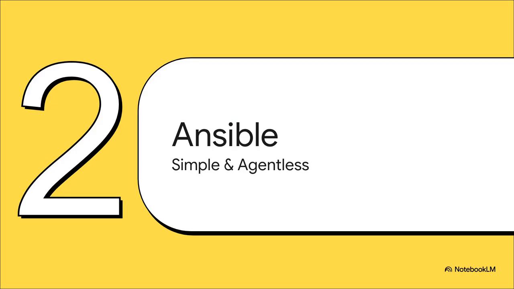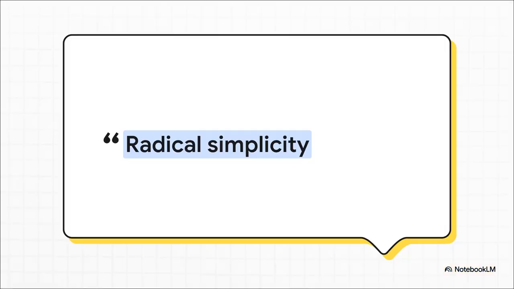Okay, let's start with that disruptor, Ansible. When it came into the picture, it had one goal and one goal only: to make automation radically simple. And you really can't say it any better than its creator, DeHaan. His whole vision was radical simplicity. This wasn't about cramming in more features, no. It was about tearing down the barriers, about removing all the friction that made other automation tools feel so heavy.